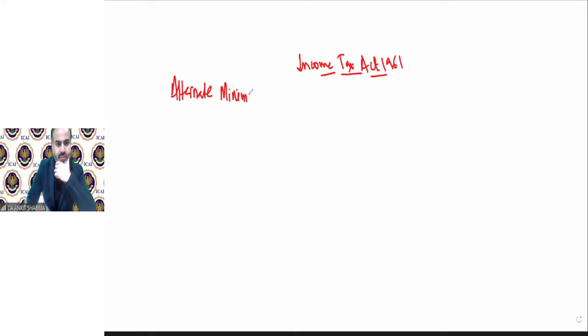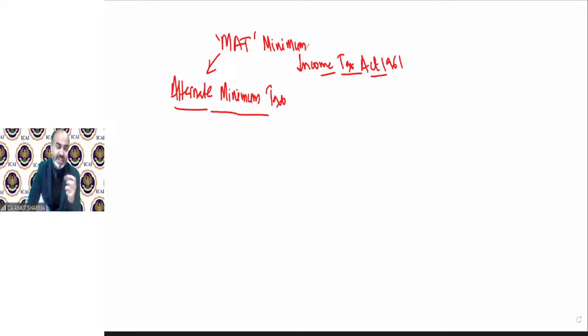So this has been derived from another concept, which was MAT. MAT is minimum alternate tax. So this concept has not been introduced separately. It has been taken from the concept of minimum alternate tax. Minimum alternate tax is a concept which is applicable on companies only. That will be discussed in final level. MAT is not in your intermediate level. That is going to be discussed in final level. So there was a concept of AMT which has been derived from the concept of MAT, and MAT is applicable only on companies, and AMT is applicable on other than companies.